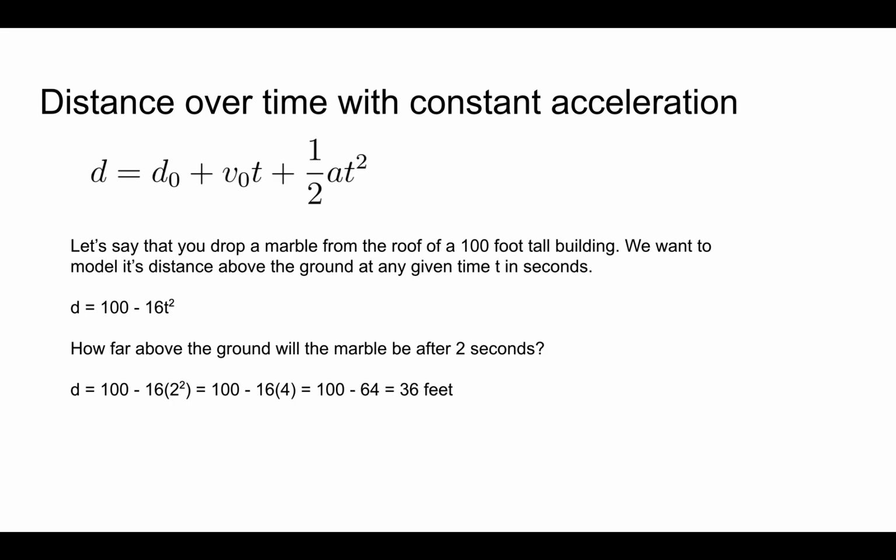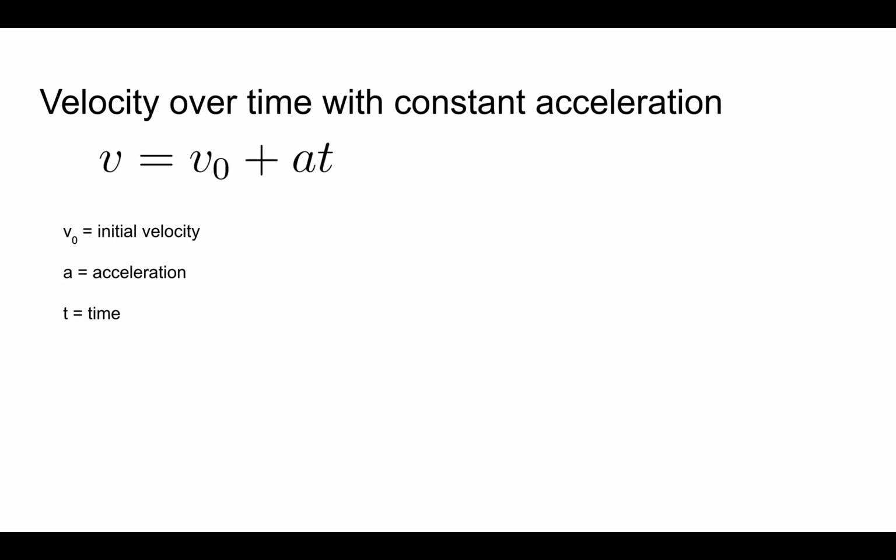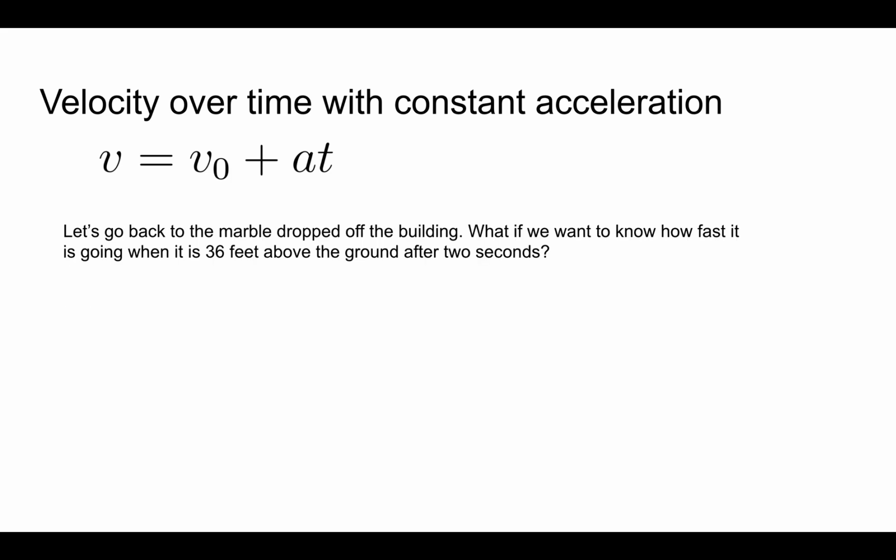Now, the other situation we can model here is velocity, right? Maybe we want to know the velocity of that marble. Well, velocity over time with constant acceleration is just equal to the initial velocity plus the acceleration times time, right? If you're going 50 miles an hour in your car and you accelerate at 10 miles an hour per minute, for a minute, you'll be at 60 miles an hour. So v equals v naught plus at, where v naught is the initial velocity, a is the acceleration, and t is the time.